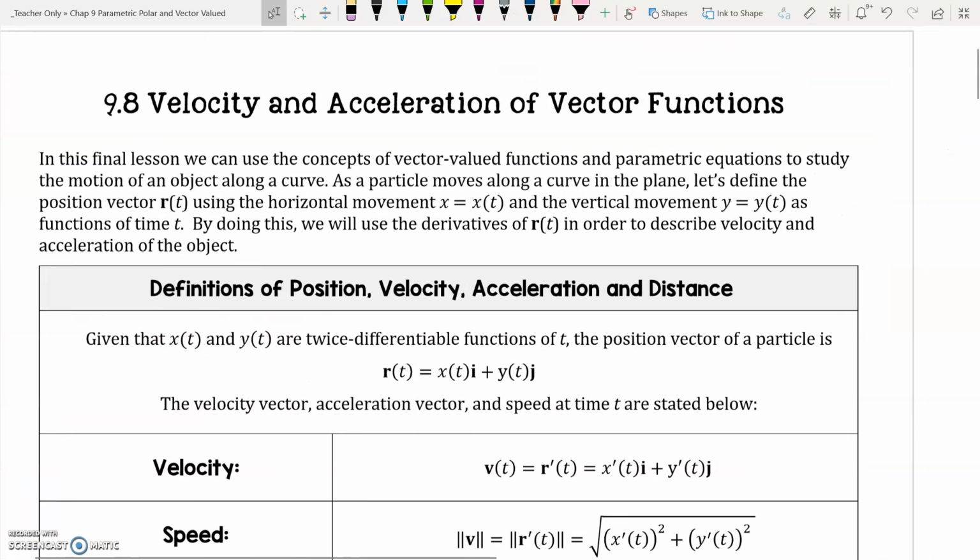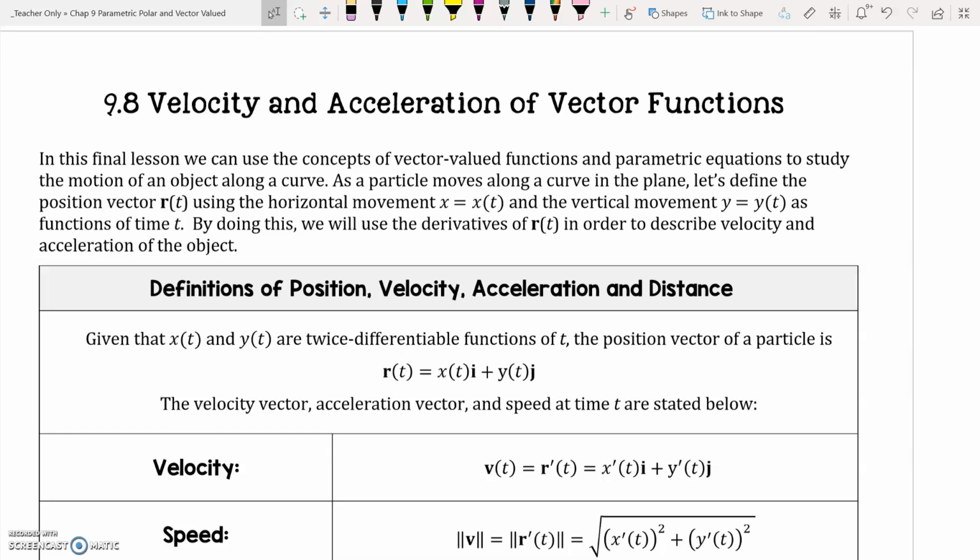This is Part 1 of Lesson 9.8, Velocity and Acceleration of Vector Functions. This is the final lesson of Unit 9, and in this we're going to use the concepts that we learned about vector valued functions and parametric equations to study the motion of an object along a curve.